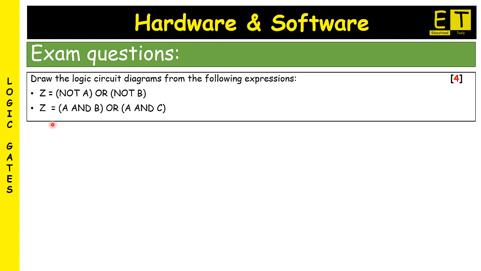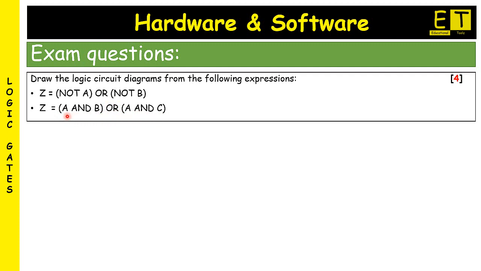Now we're going to look at the second expression, Z equals A and B or A and C. As mentioned in my previous video, you always do the brackets first. So here we will be doing the AND gate and then the second AND gate and then outputting the value Z from the OR gate. As you can see from this expression, we have A and B or A and C.